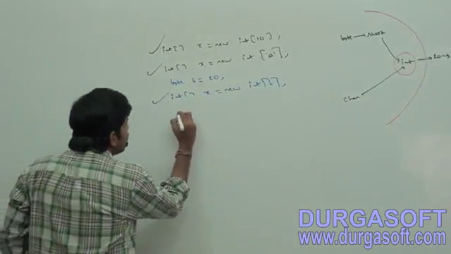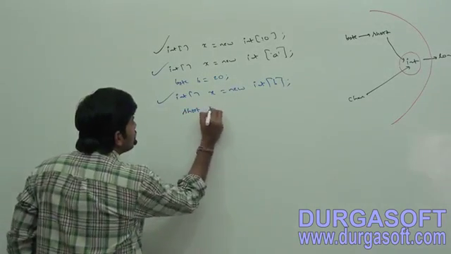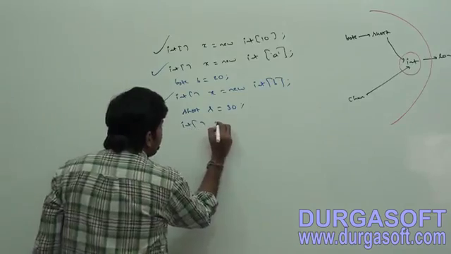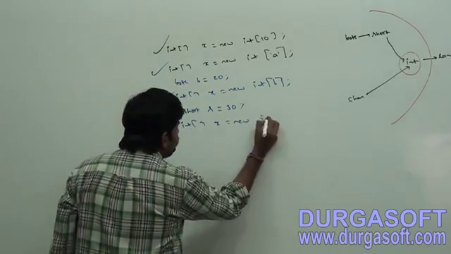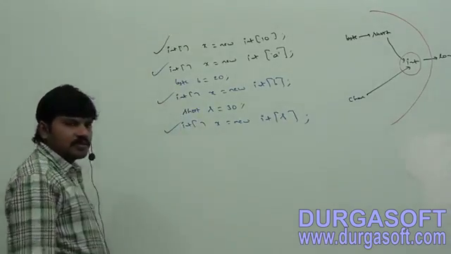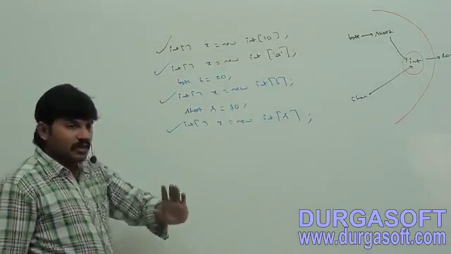Next, sir, here short s is equal to 30. Int array x is equal to new int array of s. Valid or not? Valid. Short in the place of int, you can provide short also.